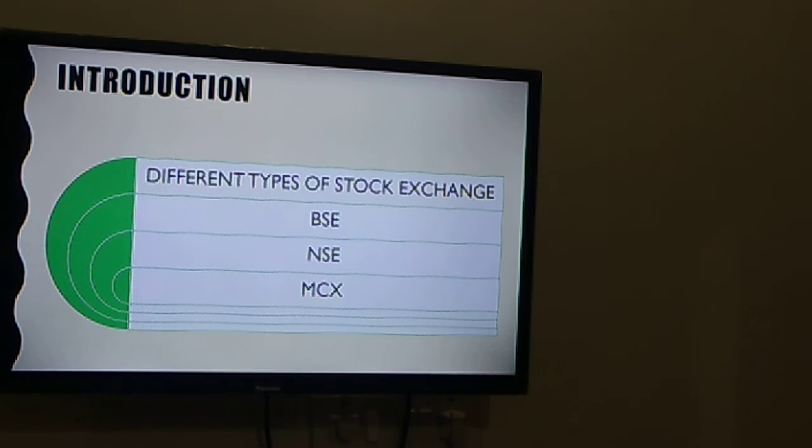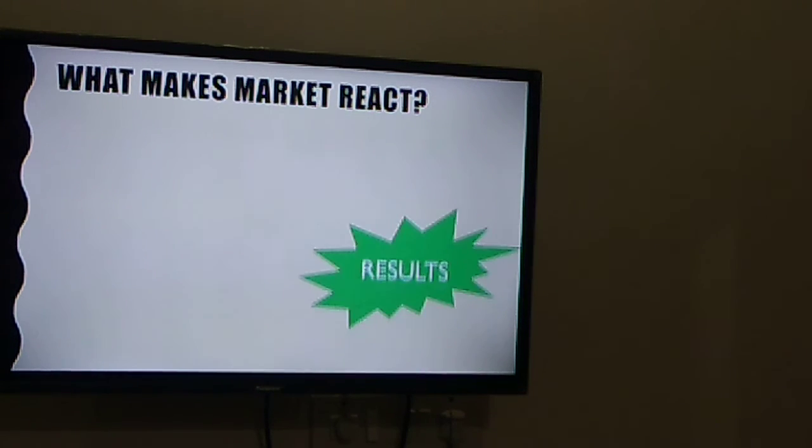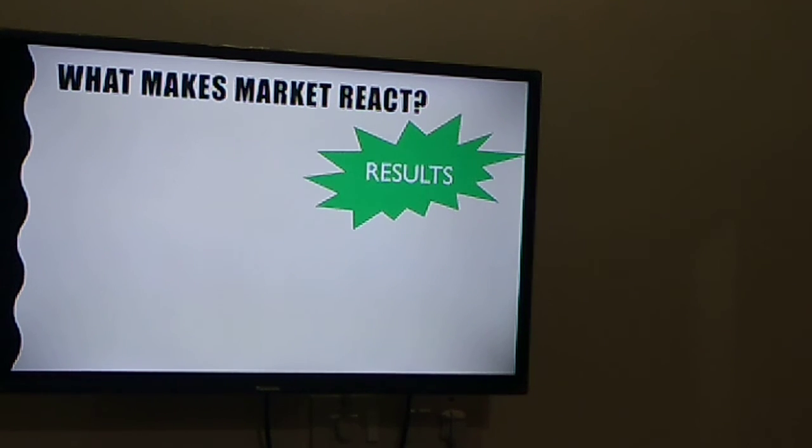Now going forward, let us try to understand the factors behind the reaction of the market. So what makes the market react? Exactly, this is the question that runs in each one of our minds, because market reaction is not well understood by many of us. The first one is the results factor. The market will always react to the result factor. Whenever companies' results are published, there will definitely be some sort of reaction.